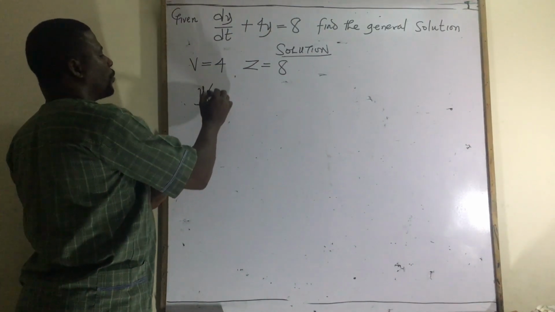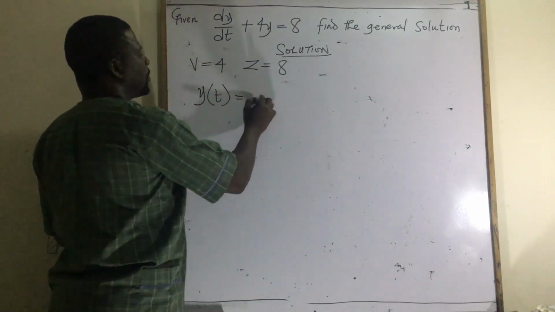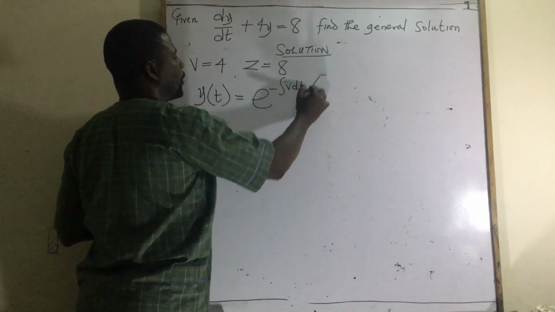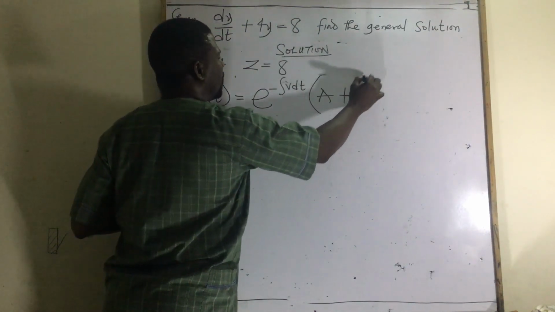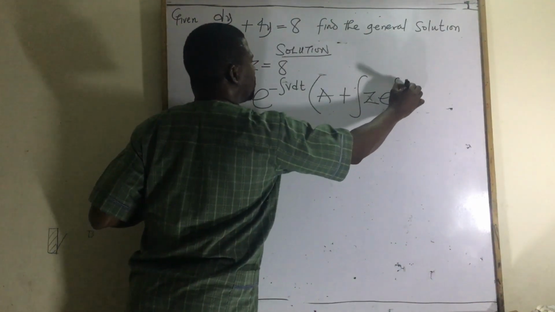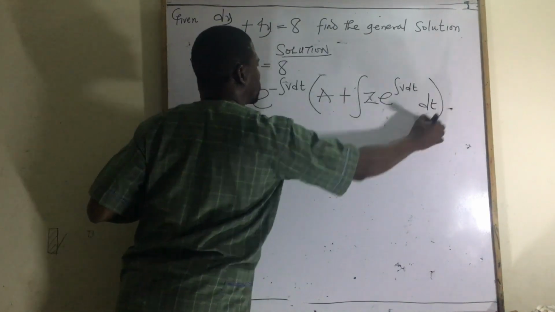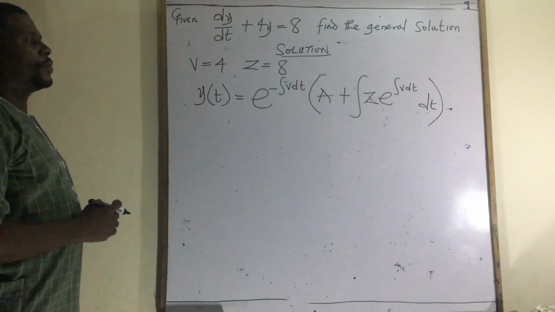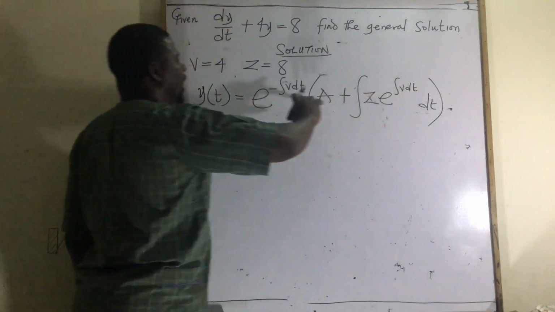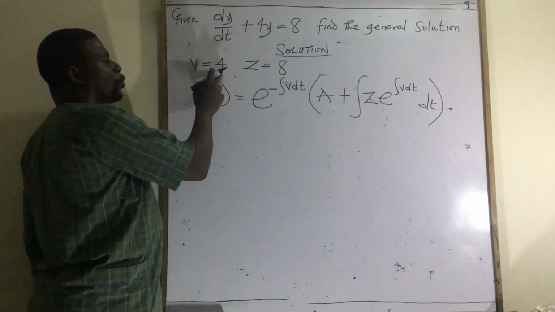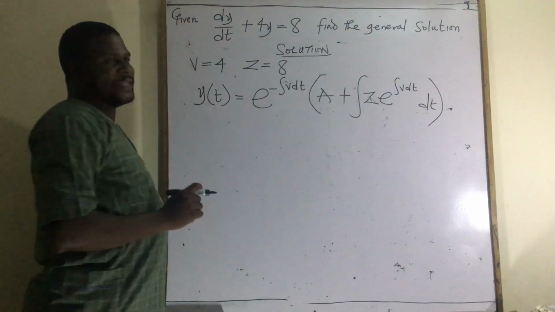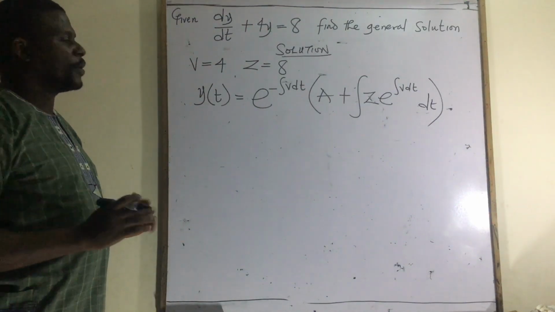Then the formula for the general solution is y(t) equals e to the power of minus integral of v dt, multiplied by A plus integral of z e to the power of integral of v dt, dt. Look at this, you will understand it. In this formula, anywhere we see v, we are going to put 4, and anywhere we see z, we are going to put 8. That's just what we are doing.